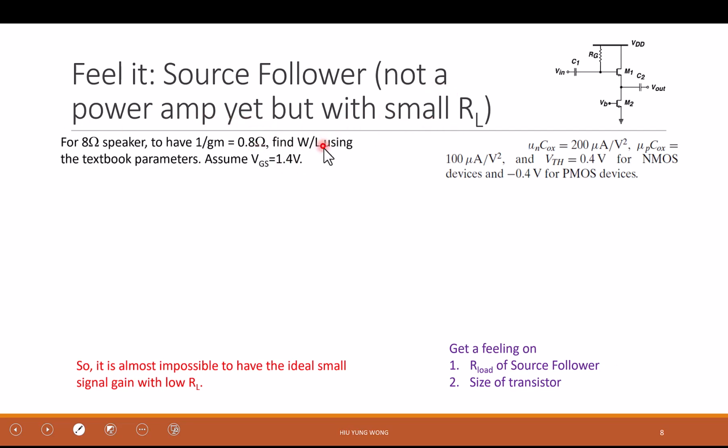I still treat it as a small signal. I just want to analyze it as a small signal. As a hint, you need to understand very well what I'm talking about here. And then, however, we have a very small load, okay? So I want to see how it performs. What is the gain of a source follower? Do you remember?